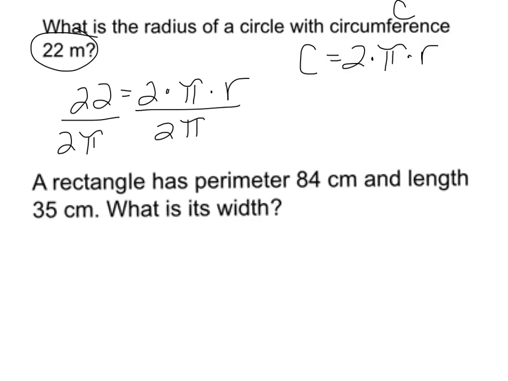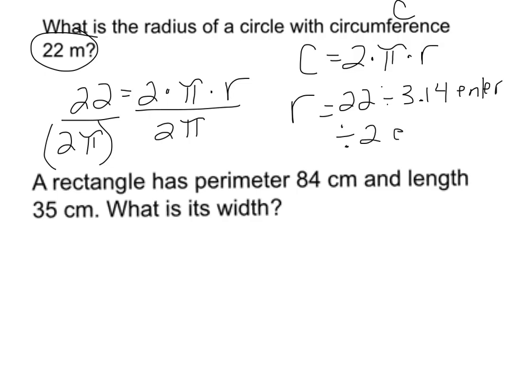So in your calculators, okay, this is very important. You want to divide by them separately, or you need to either put this part in parentheses in your calculator. What I like to do is just say 22 divided by 3.14, hit enter, and then divide by 2 and hit enter again. So when you do that, you're going to get r is equal to 3.5. And where meters is our label.